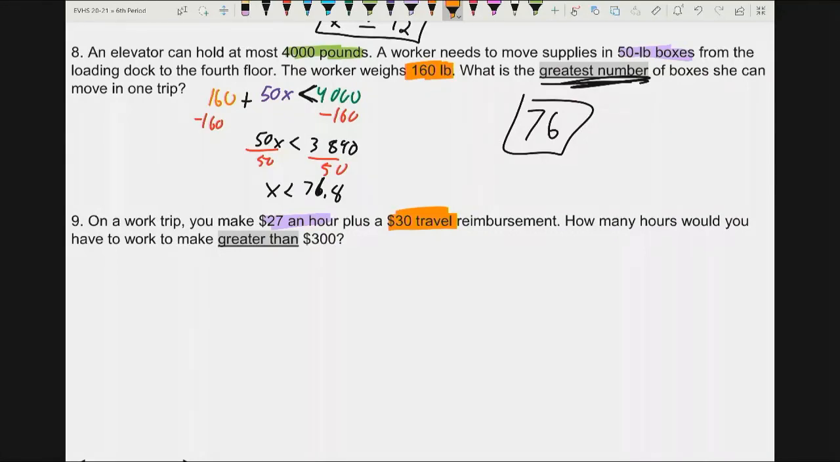How many hours would you have to work to make greater than $300? Well, the 300 is my total. So I've got 30 plus 27 times the number of hours. And then I've got 300. And if I'm wanting to make greater than 300, then I need my inequality sign to face the amount of money I make because I need the money to be bigger than 300.